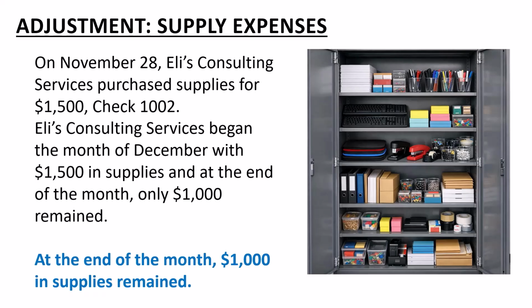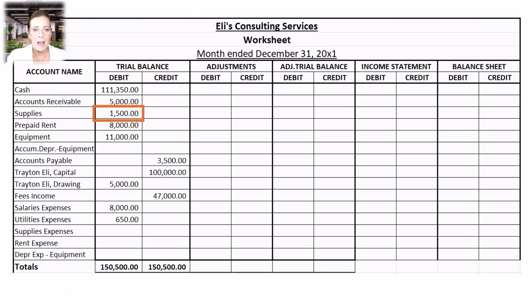Eli's Consulting's first adjustment is for the supplies. Do you recall that the supplies were purchased from Office Deluxe for $1,500 on November 28th? At the beginning of December, Eli's Consulting still had $1,500 in supplies, and at the end of the month of December, $1,000 in supplies still remained. However, our trial balance shows $1,500 when only $1,000 are still remaining. So that means that $500 were used up and now are considered an expense.